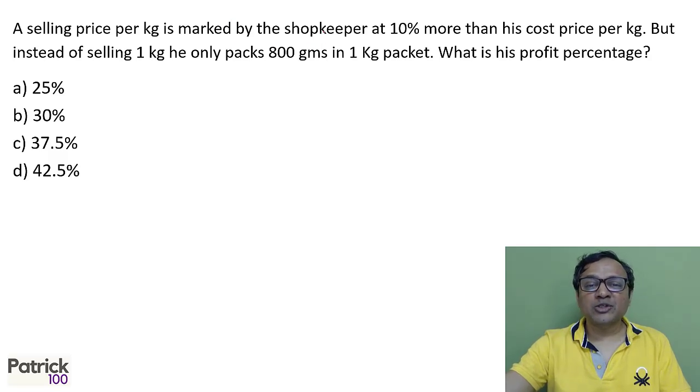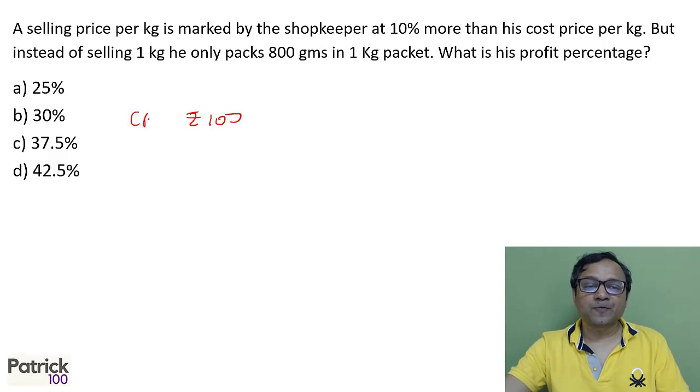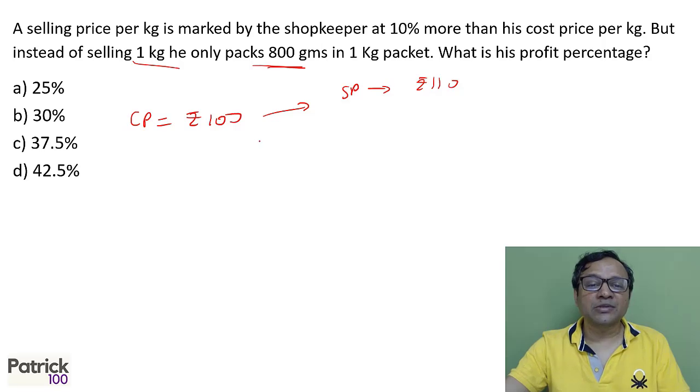Selling price per kg is marked by the shopkeeper 10% more than cost price. Let the cost price be supposed to be 100 rupees. So he sells at 10% more, which is 110 rupees. But instead of selling 1 kg, he packs only 800 grams.